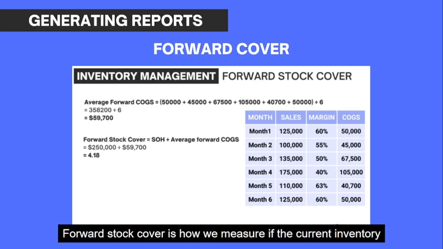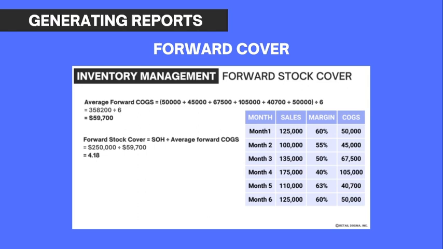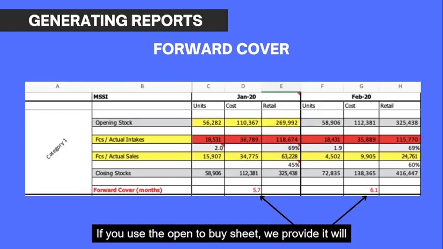Forward stock cover is how we measure if the current inventory stock holding is appropriate or too low or too high. We don't measure this in terms of inventory value, but rather in terms of time, how long this inventory is going to cover me. This is sometimes expressed in terms of months. If you use the open to buy sheet we provide, it will automatically calculate that for you once you fill it with the forecasted future sales.